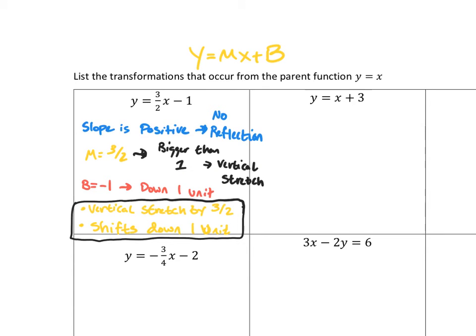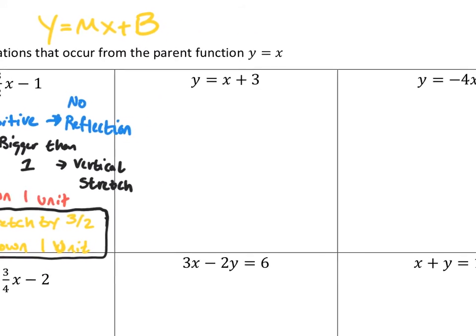Okay. Do you want to see one more together? Yes. Okay. Let's keep going. Let's look at the one directly next to it.